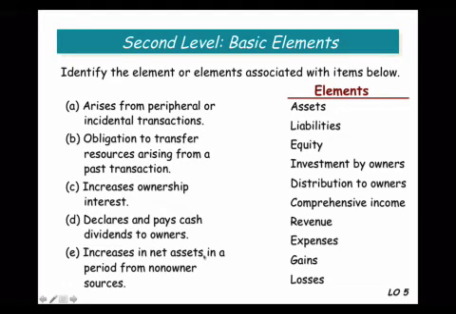E is increases in net assets in a period from non-owner sources. So this is everything that increases shareholders' equity, because remember, net assets and shareholders' equity are pretty much the same thing. We consider them the same thing. Well, from non-owner sources, that would be everything down here that has a positive effect on shareholders' equity: comprehensive income, revenues, and gains. You would not, however, include investment by owners because it is from non-owner sources.